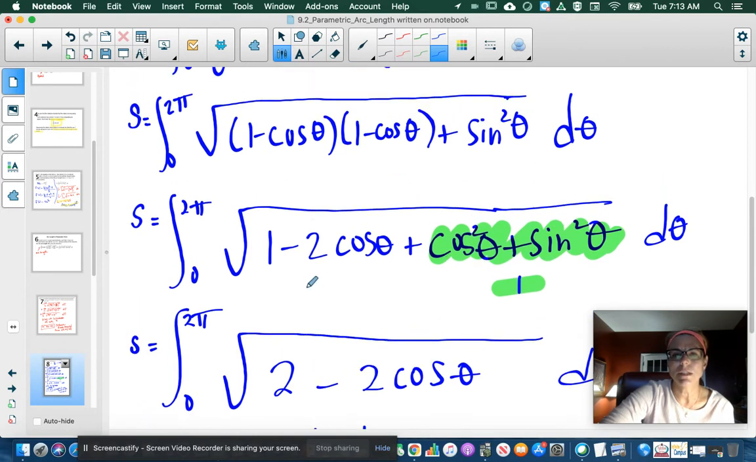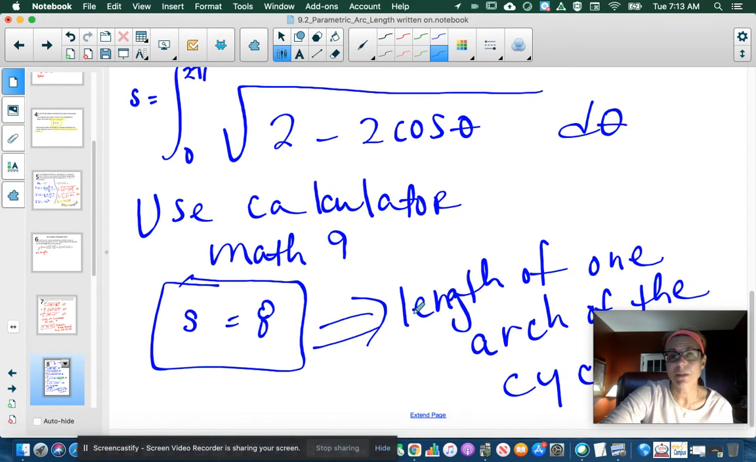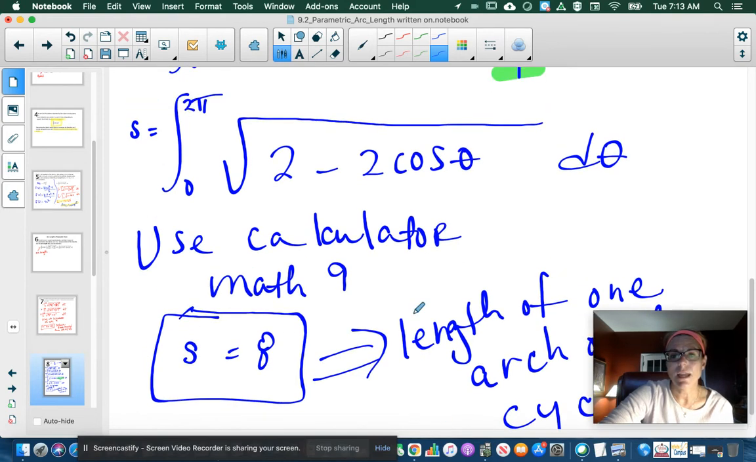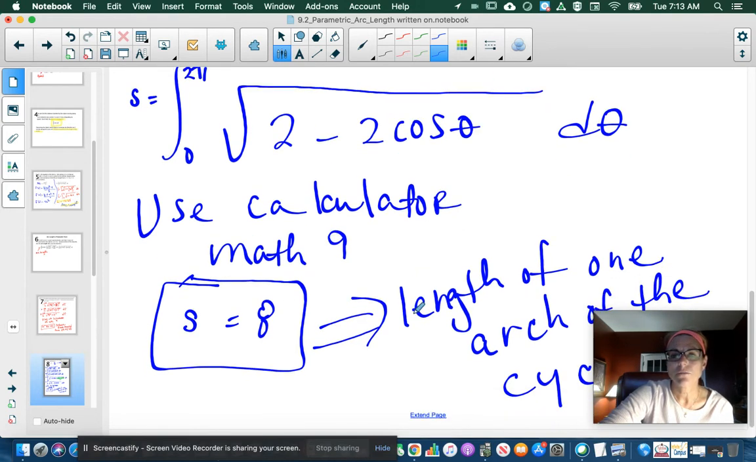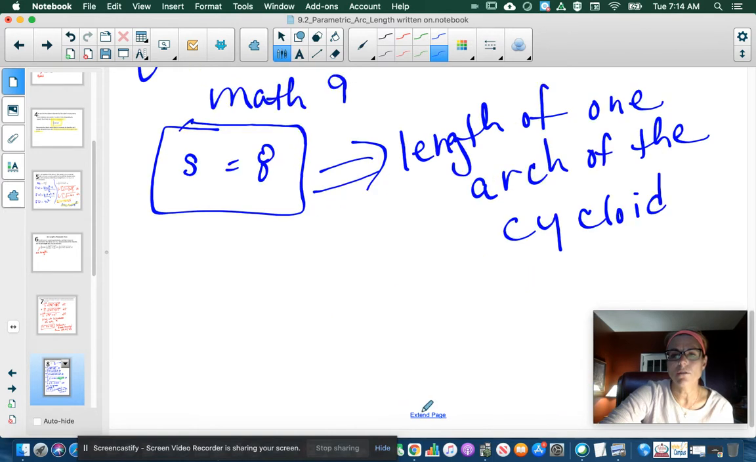and when I foiled, I came up with 1 minus 2 cosine theta plus cosine squared theta. But if you add that sine squared theta in, you notice that cosine squared theta plus sine squared theta is 1. So 1 plus 1, that's where I got my 2. Again, I plugged that into my calculator, and I got an arc length of one arch of a cycloid to be 8.